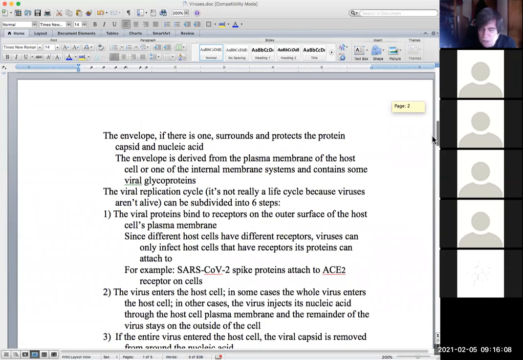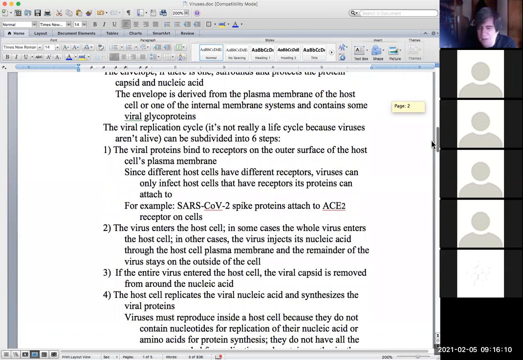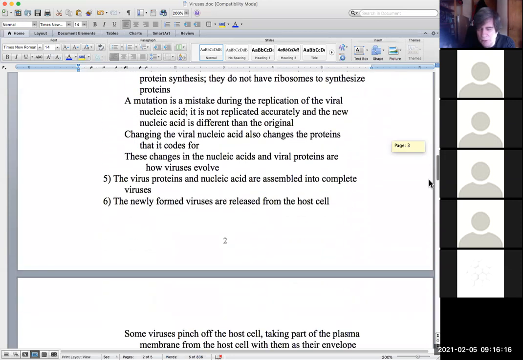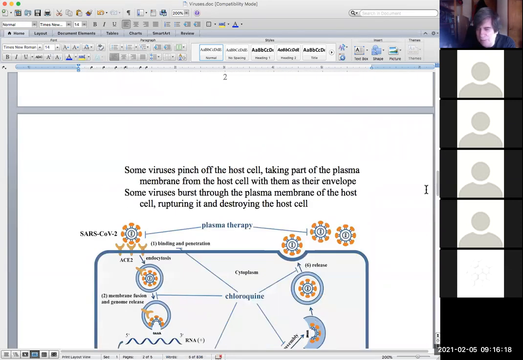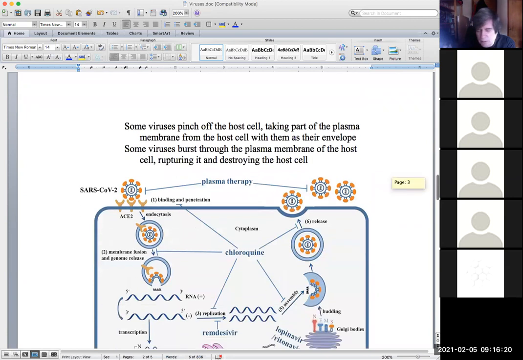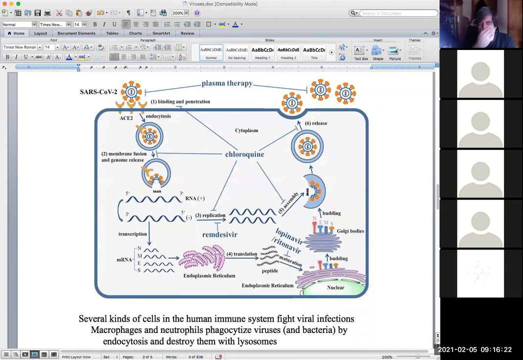So let's look at the life cycle. And we can typically talk about 6 steps in the life cycle. We're going to come down and we're going to look at a diagram. So let me know if this diagram is too small and I'll enlarge it a little bit more. I think you can see it, but I'm not sure.